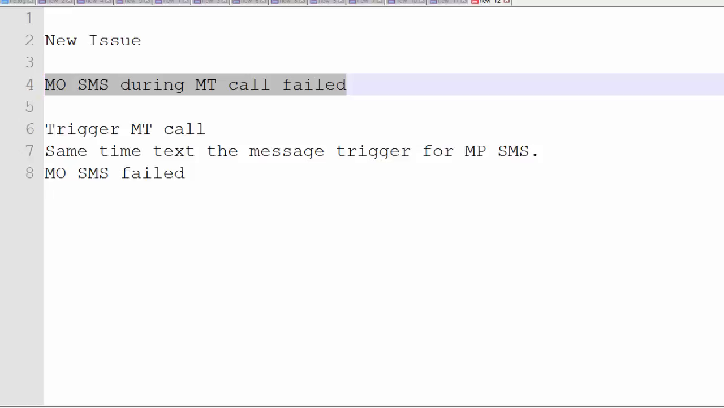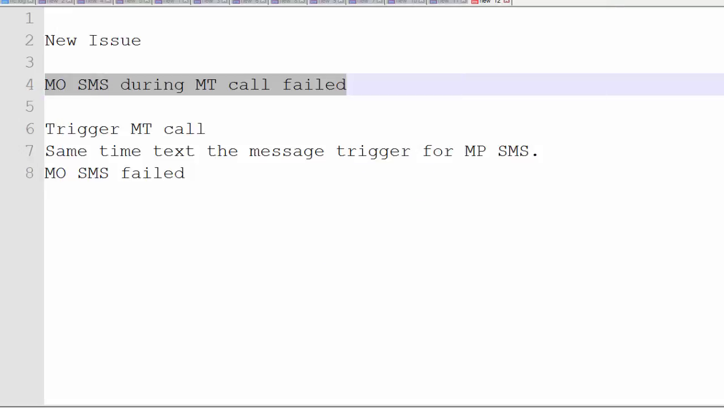Before that, we will see here CS fallback. The UE is in LTE, and someone is calling on my mobile. So you will fall back to the legacy network, and at the same time we have sent an SMS, MOSMS, and that SMS is getting failed. So what happens here?